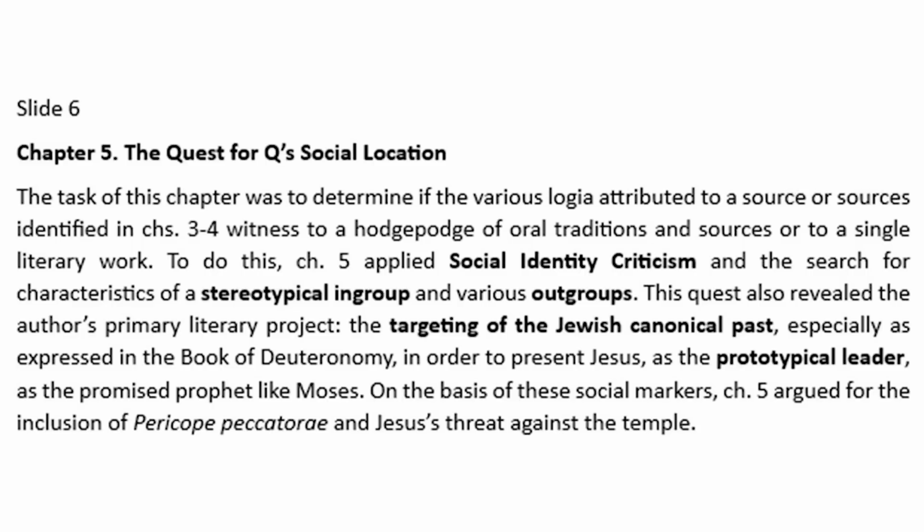In identifying then the social identity of the Q document, it's possible to include two other very important pericopes. One is the story of the woman caught in adultery, which I prefer to call the pericope peccatori, the pericope of the sinful woman, and Jesus's threat against the temple: "I will destroy this temple made with hands and build another not made with hands." Those are really congenial to the quest for the Q document. And of course, they're going to be very controversial.